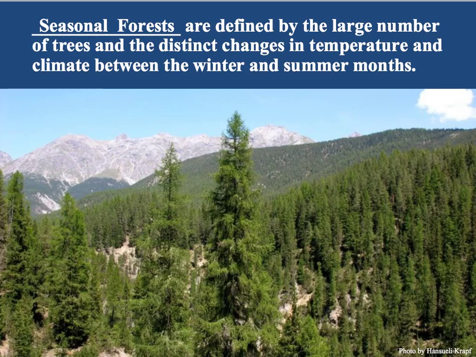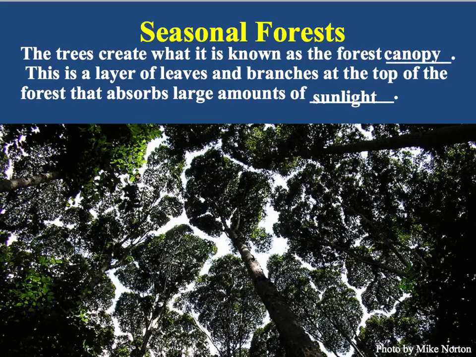The next one on your sheet is the seasonal forest, which is called seasonal because it has winter and summer months. It actually snows during Christmas time, and it's going to be hot during the summer, and it's going to have distinct temperature changes. Seasonal forests will have a forest canopy, which is a layer of leaves and branches at the top of the forest. Those are going to absorb large amounts of sunlight because obviously they're blocking sunlight from the bottom.